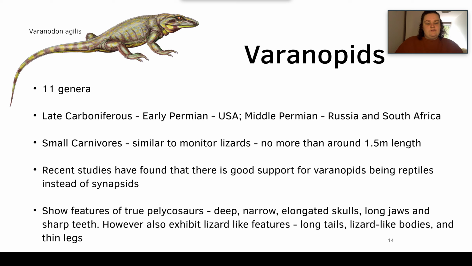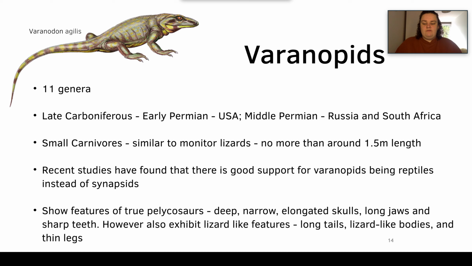So we now move on to Varanopids. There are about 11 genera, and they range temporally from the late Carboniferous to the early Permian. In the early Permian they're found in the USA, and in the middle Permian they're also found in Russia and South Africa. They are small carnivores, similar to monitor lizards, hence the name Varanopids. Varanus is monitor lizards in today's phylogenies.